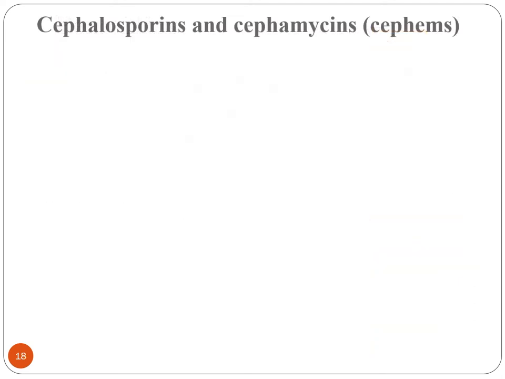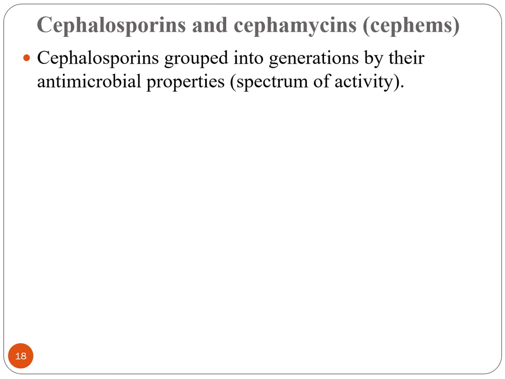We have cephalosporins. Some people call them cephalosporins, and cephalosporins and cephamycins are abbreviated as cephems. Cephalosporins are grouped into generations by their antimicrobial properties. According to their spectrum of activity, we have different generations of cephalosporin. Actually, there are four generations.